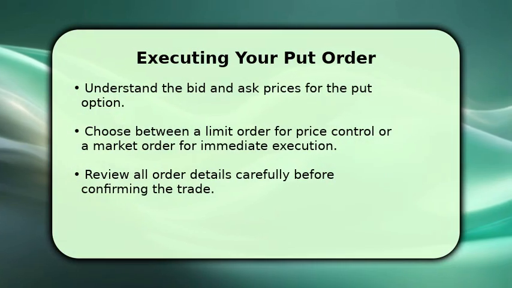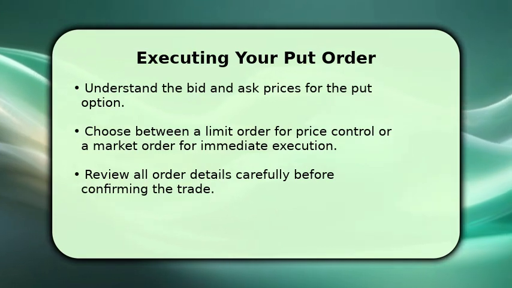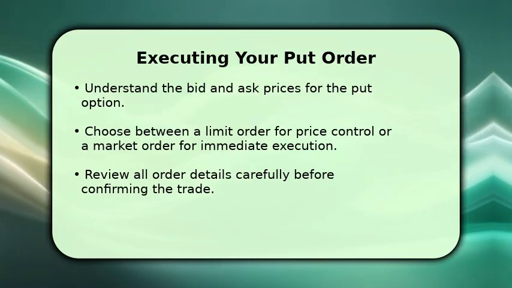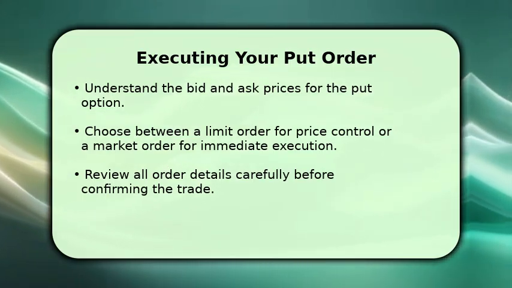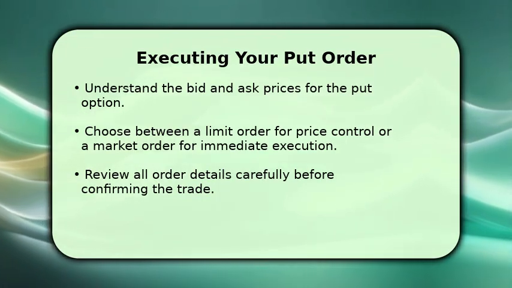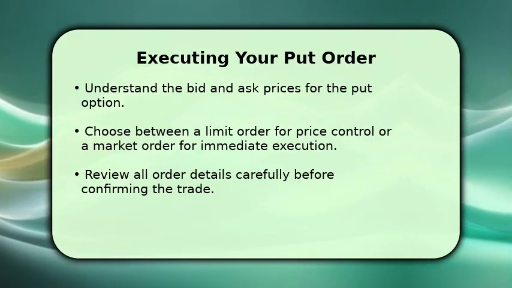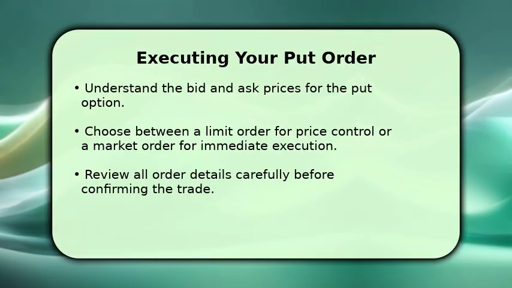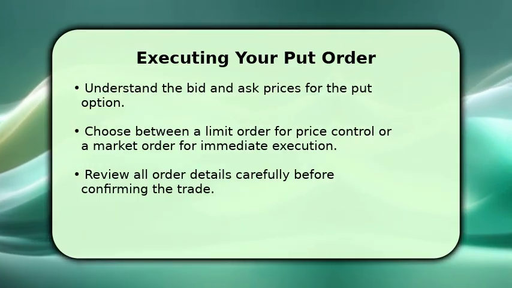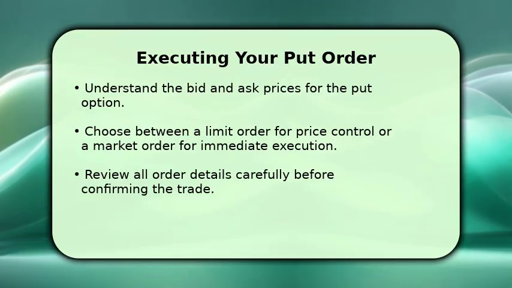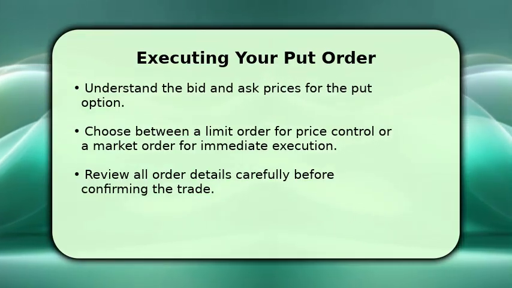After selecting your desired put, click on its ask price to bring up the order entry tool. You'll see the bid and ask prices, which represent what buyers are willing to pay and sellers are asking. For better control, consider using a limit order to specify the maximum price you're willing to pay. Always double-check the quantity, strike price, expiration date, and total cost before clicking Confirm and Send to place your order.